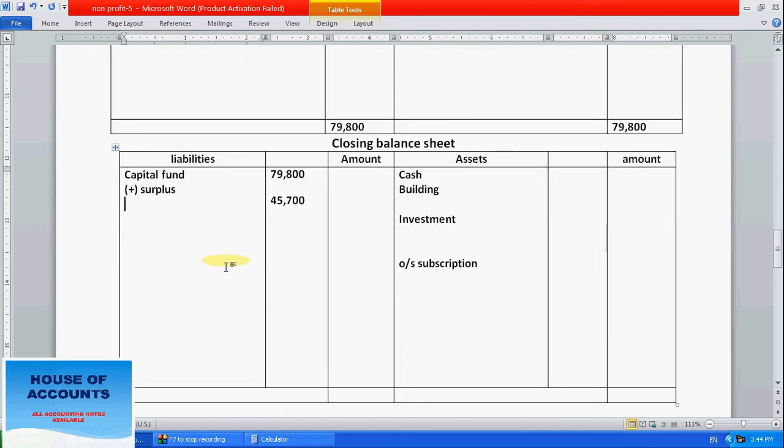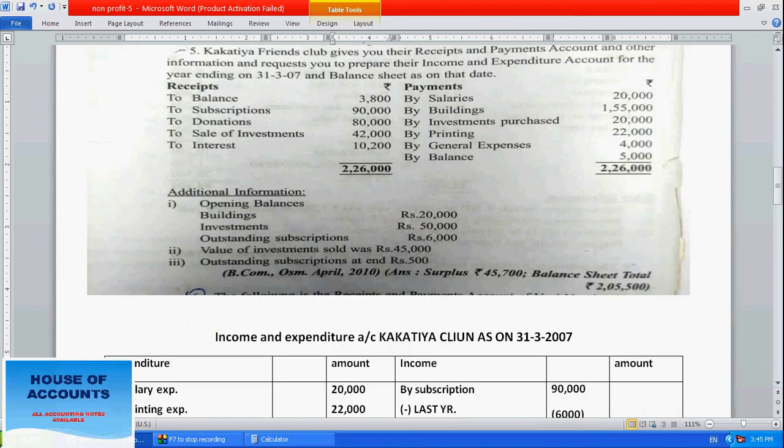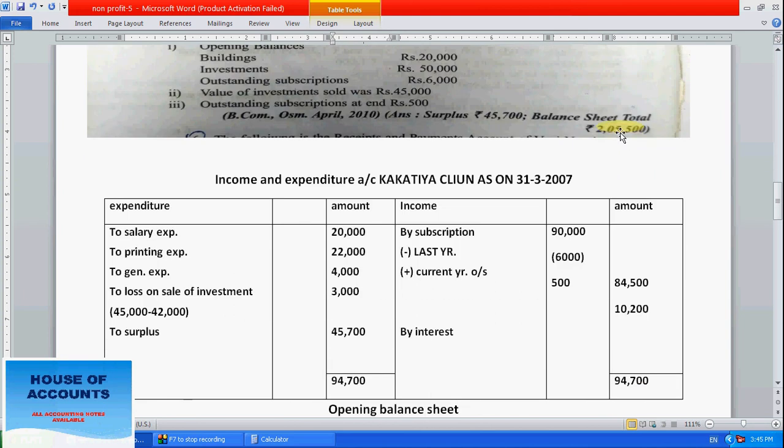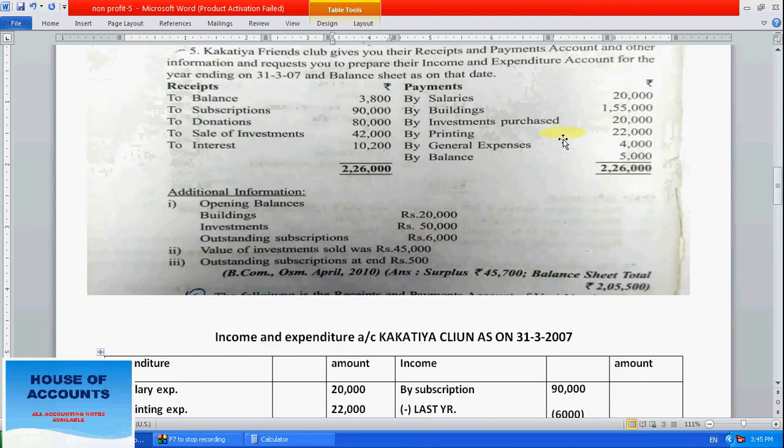So right here donation 80,000. Okay, next after donation, sale of investment is 42. We will see it. Okay, interest how much? 10,200. Okay, now salaries we have taken. Building 1,55,000. Okay, so building is how much? 1,55,000. So there is also an opening building.